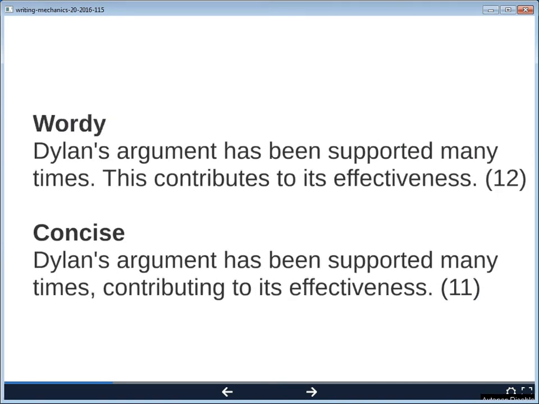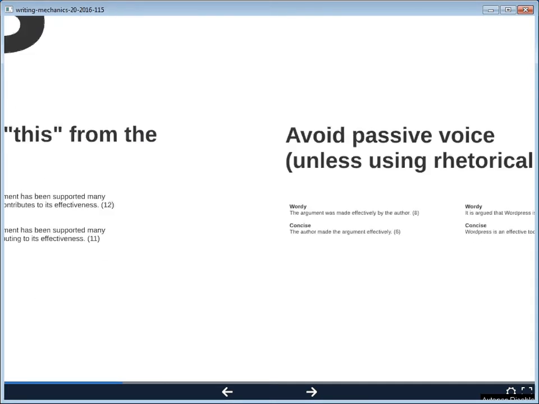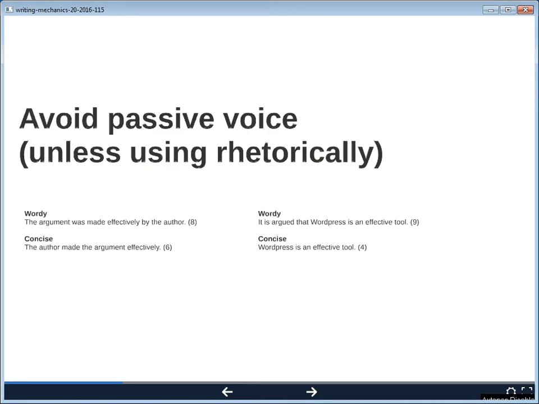Dylan's argument has been supported many times. This contributes to its effectiveness. Not only has the "this" contributed an unnecessary word to this example, but it's also forced us to use 2 separate sentences when we could just use one sentence and get rid of that word. Dylan's argument has been supported many times, contributing to its effectiveness. Avoid using the passive voice.